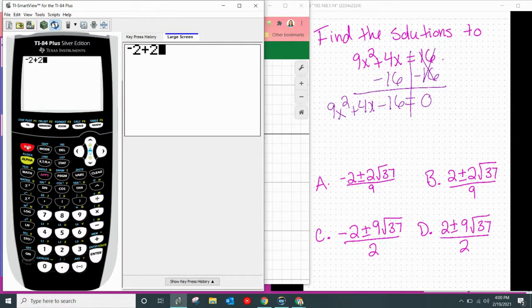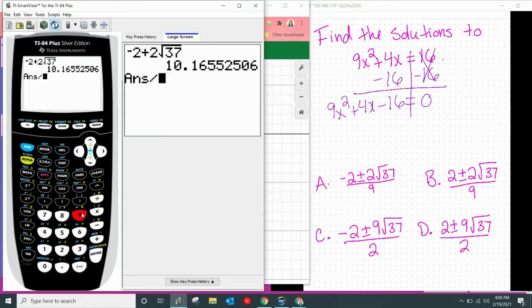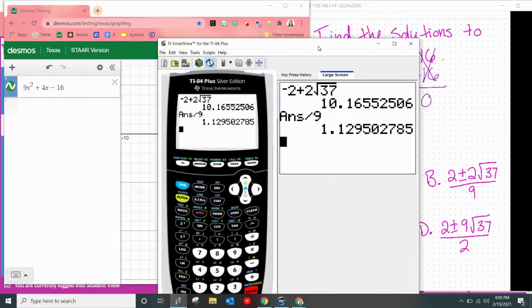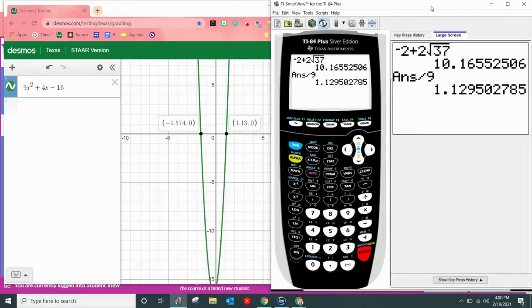And I'm going to type in my square root. That's the blue button, remember? Square root 37. So first I'm going to do -2 plus it. Enter. Then I'm supposed to be dividing it by 9. Divided by 9. And I would get 1.129. And so then I come over here and I look and I go, was that one of my answers?